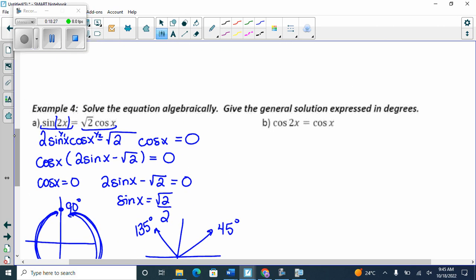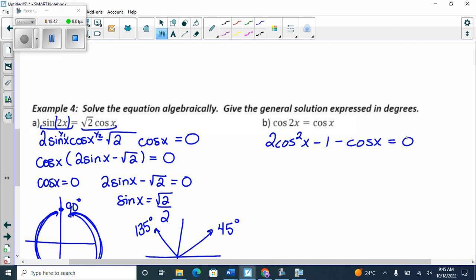This was the other one. Now I'm going to replace it again with the same thing, the 2 cos squared x minus 1, because I have a cos. And minus the cos x over, and I get 0.